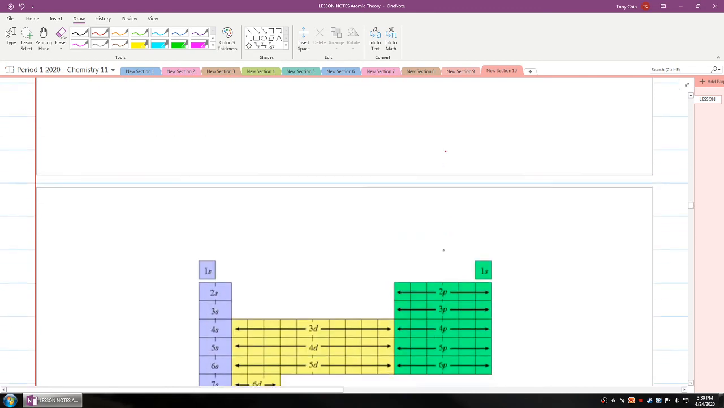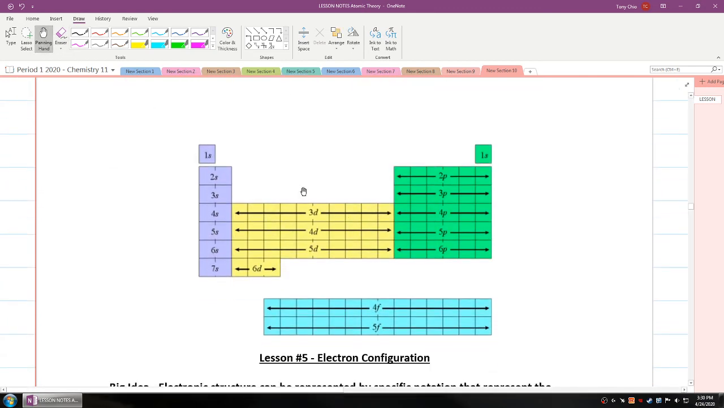Another easier way to remember it is that these orbitals relate to the periodic table. You see that all the s orbitals are where the alkali and the alkaline earth metals and the hydrogen and helium are. All the d orbitals are where the transition metals are located. The p orbitals are where all the non-metals are located, and the f orbitals are where the actinides and lanthanides are located. So how do you read this?